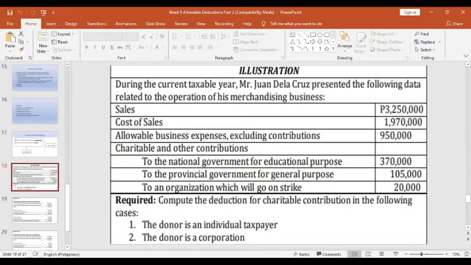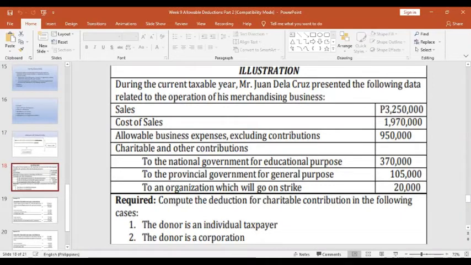And what are those charitable and other contributions? The national government for educational purpose, that's 370,000. The provincial government for general purpose is 105,000. And to an organization on strike, 20,000. So the requirement here is to compute the deductible charitable contribution in the following cases. First, let us compute the allowable deduction of charitable contribution if the donor is an individual taxpayer, and the second one, if the donor is a corporation.